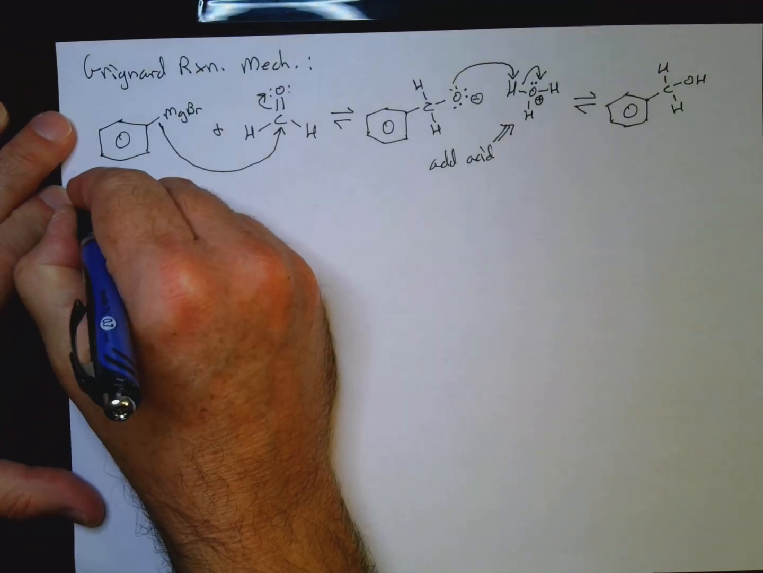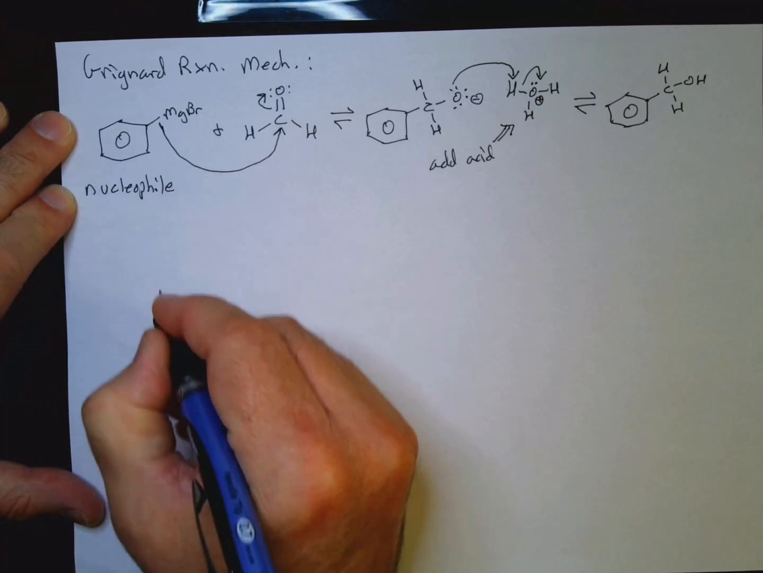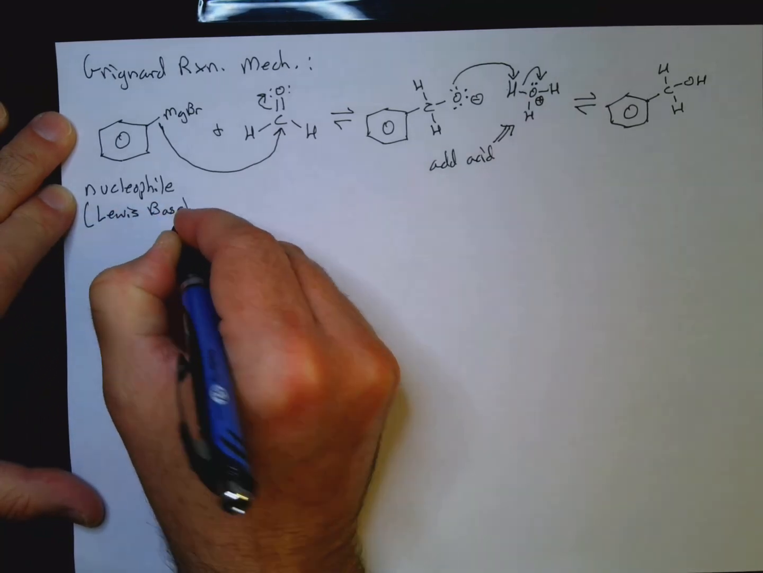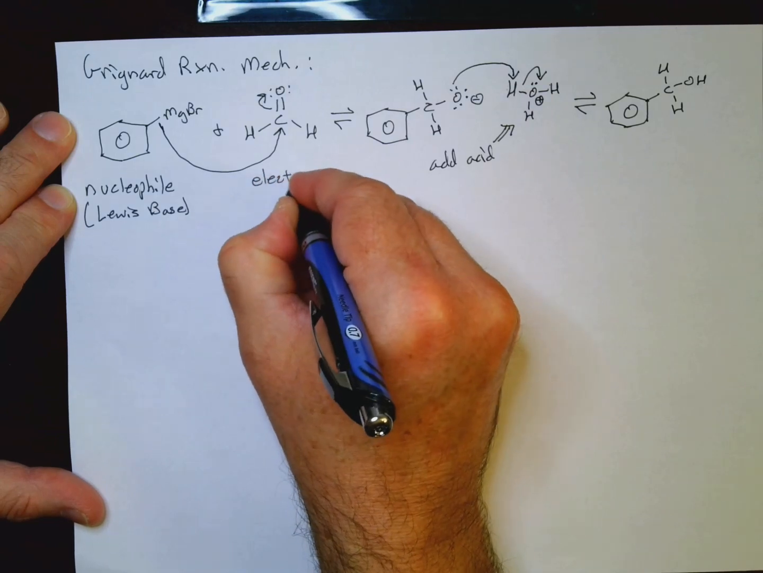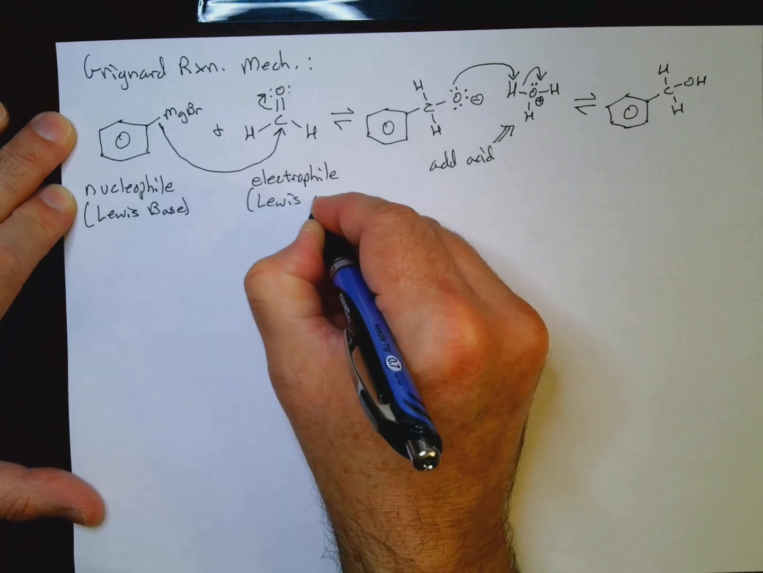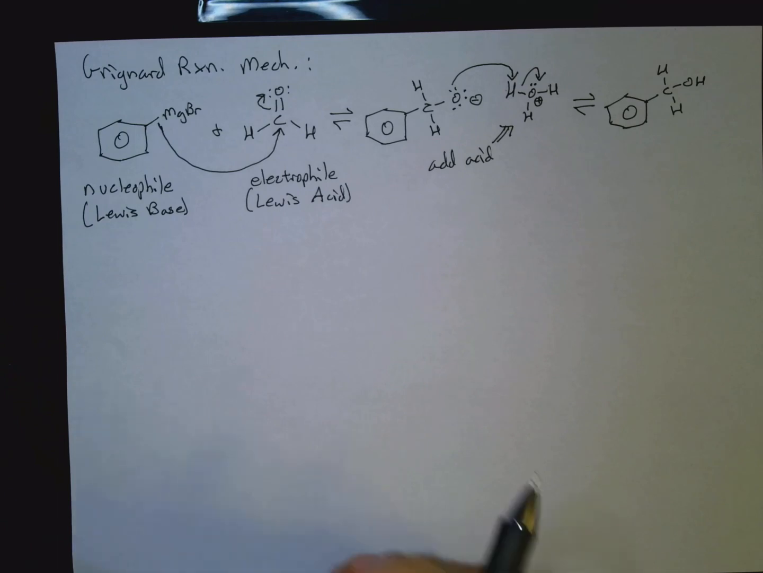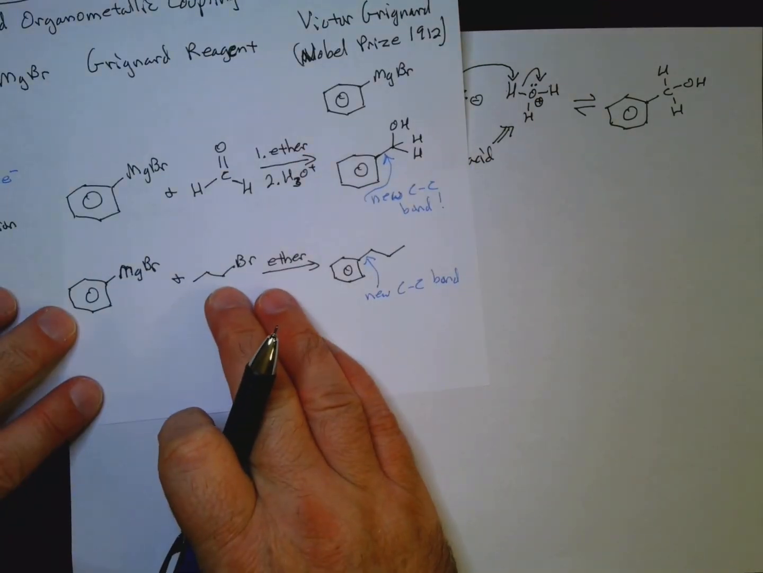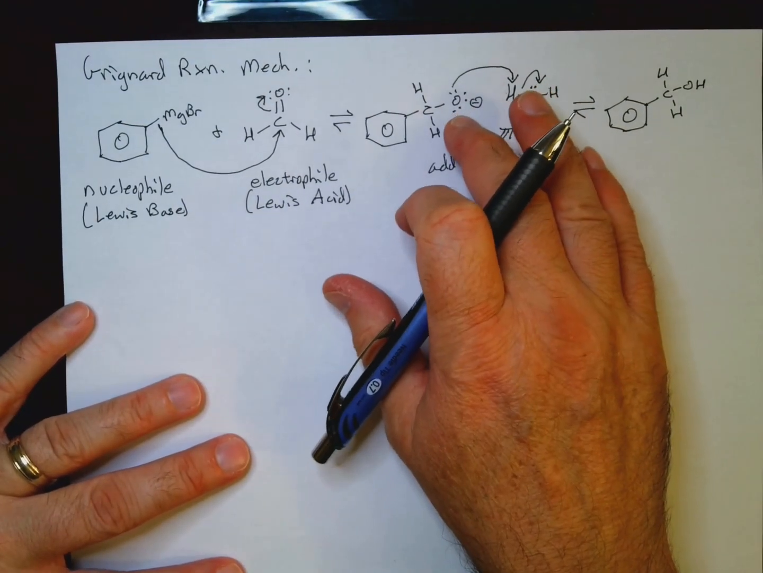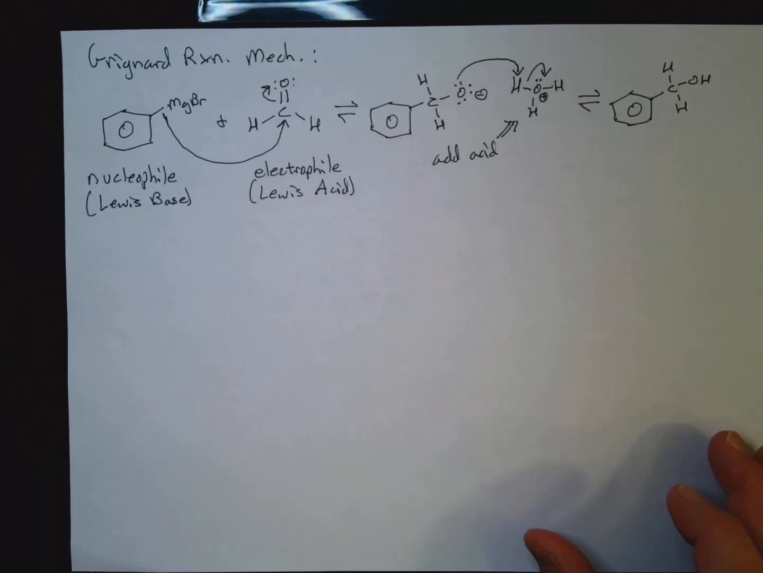So just to remind you guys, this is our nucleophile, or our Lewis base. And this is our electrophile, or Lewis acid. And note that if we were doing the reaction with an alkyl halide, we wouldn't have that extra step of adding the acid, because we wouldn't need to protonate the oxygen because there wouldn't be one.